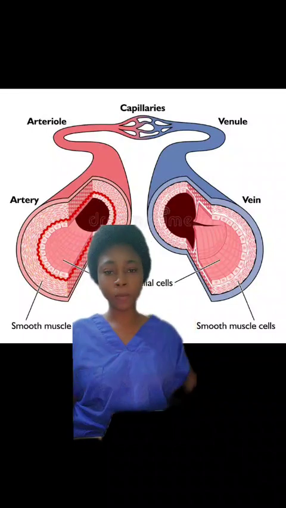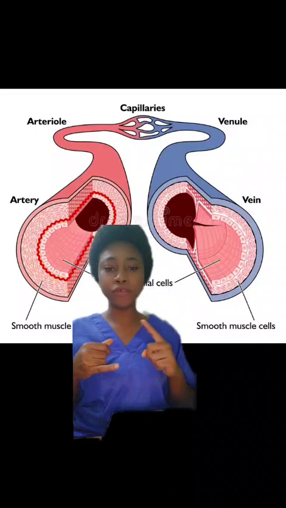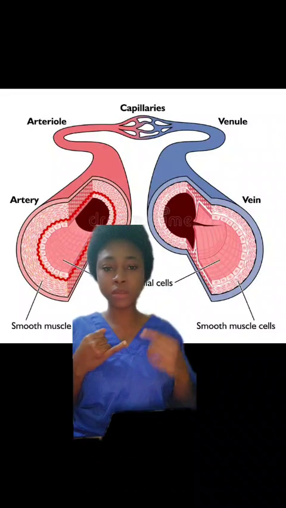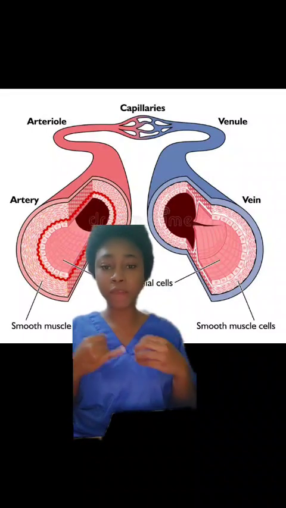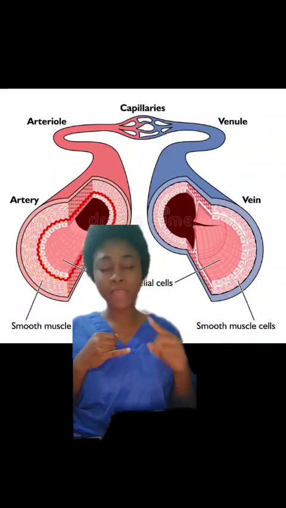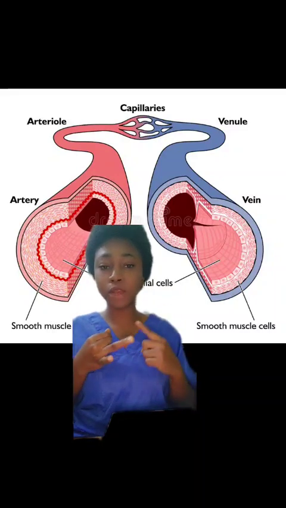Hope you understand. For a recap, we started with the venules, which we said carry the deoxygenated blood from the capillary bed back to the heart, and it starts the process of carrying the blood back to the heart. The structure of the venules is a thin wall and a wider lumen. And we made mention of what the lumen is.